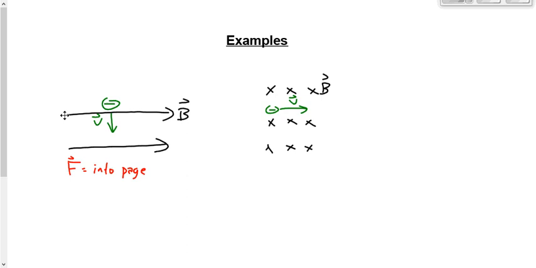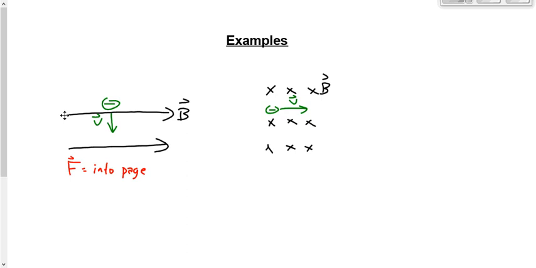Let's do it. Thumb in the direction of the particle, straight fingers in the direction of the field, which is into the page. Which way is my force? Which way is my palm pointing? Yeah, down the page. Don't say down, say down the page or toward the bottom of the page. Do you see that? We don't want to say down.